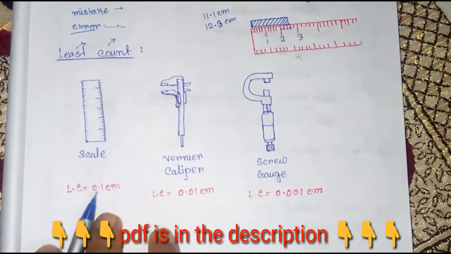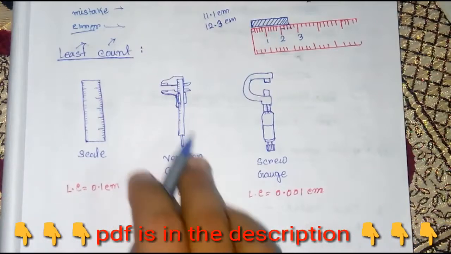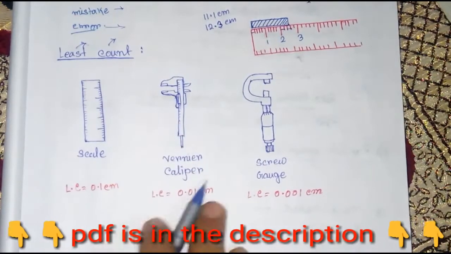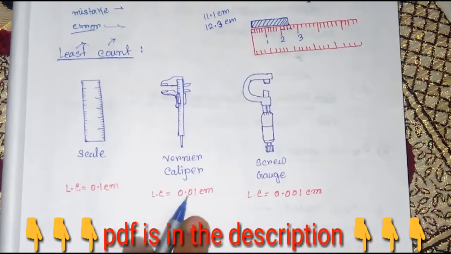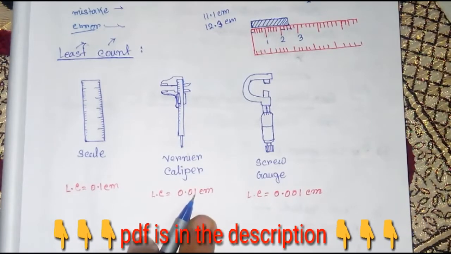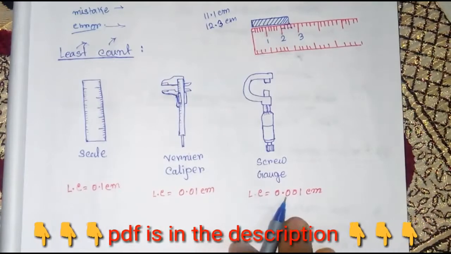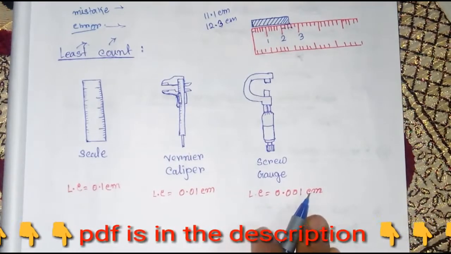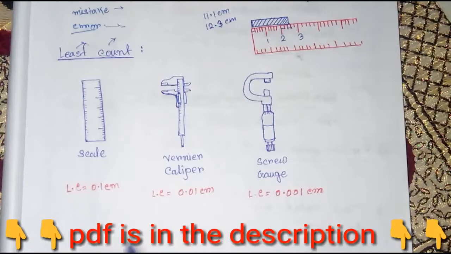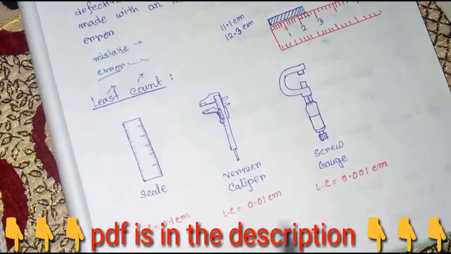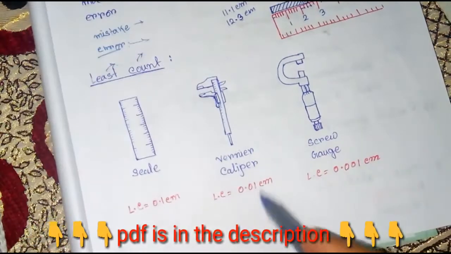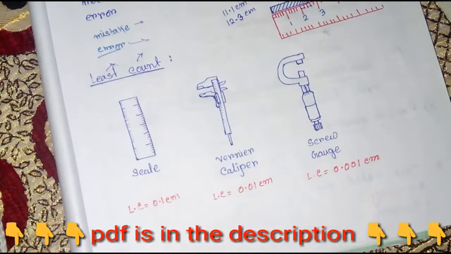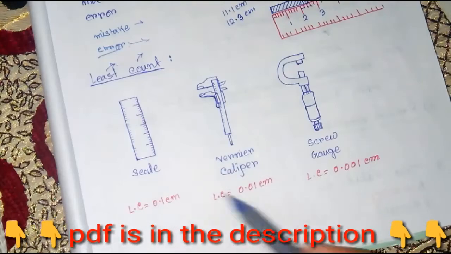So the least count of a ruler scale is 0.1 centimeter. You can measure up to this. The least count of vernier calipers is 0.01 centimeter. That means it can count up to 2 digits after the decimal point. Okay, and the least count of a screw gauge is 0.001 centimeter. So this is called precision. That means how many digits after the decimal point you can measure; the more digits, the more precise the instrument is.